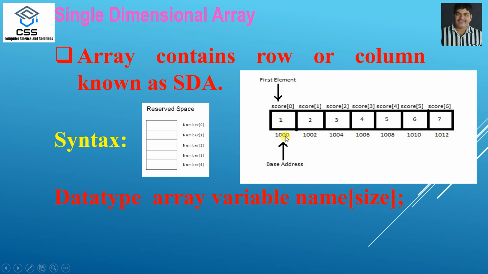Here we are representing 1000 as the first address and 1002 as the second address. Why? Because if it is integer type, 2 bytes are incremented at each location for the address. If it is character type, the address difference will be 1. If it is float type, the address difference will be 4. If it is double type, the address difference will be 8. So from this we can know the array stores the elements in consecutive memory.